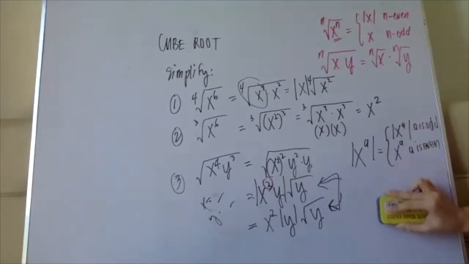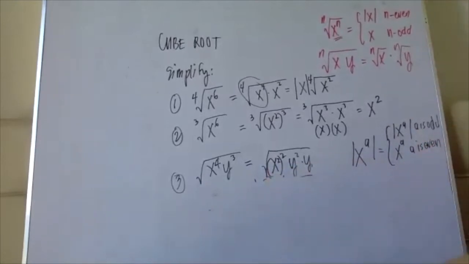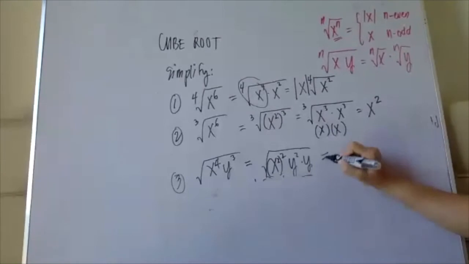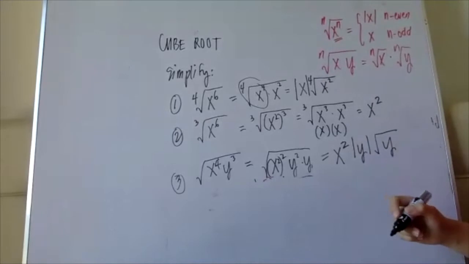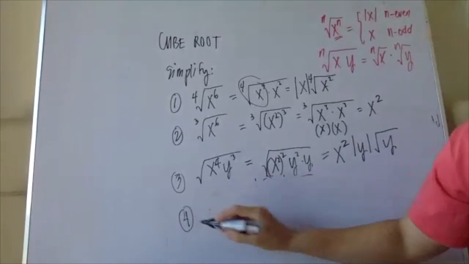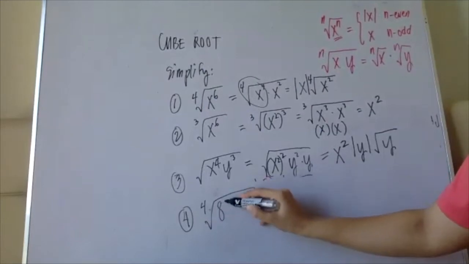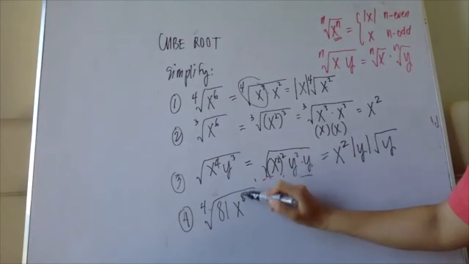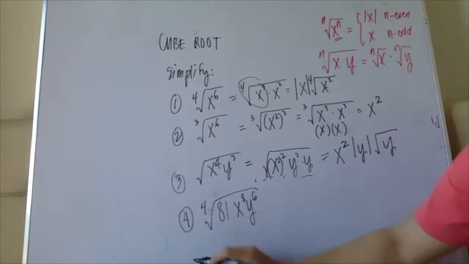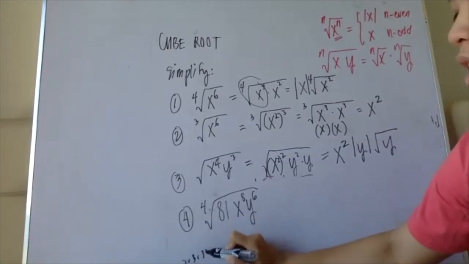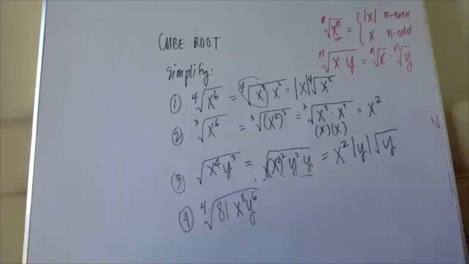Okay. Sulat ko lang ulit. Parang hindi siya mga simplified version, no? Okay, number 4. 4th root of 81 x raised to 8 y raised to 6. 81, anong factors ng 81 mo? That's 3 times 3 times 3 times 3. Or 3 raised to 4. Okay?